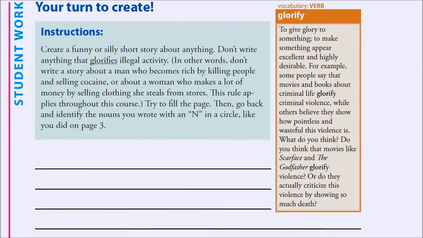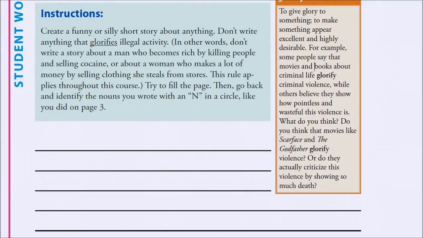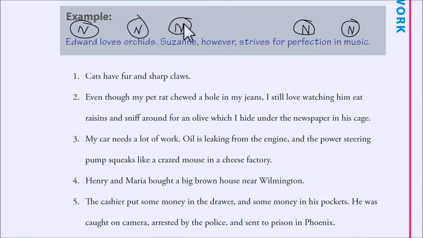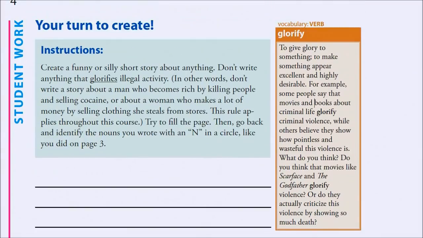So just make up a story about anything. The more fun, the weirder, the better. And then when you're done, go back, just like it shows here, and in your story, circle an N over every word that's a noun. And that's what's on this page.